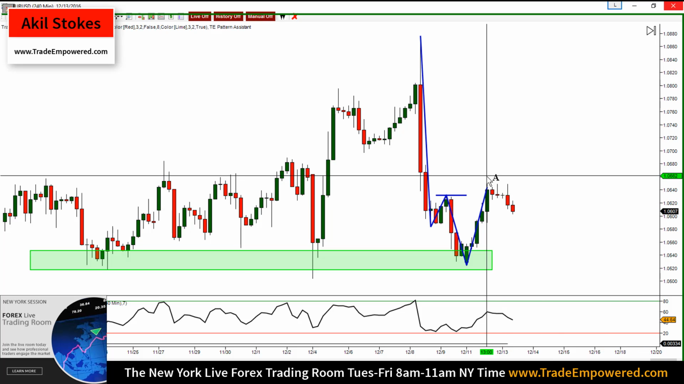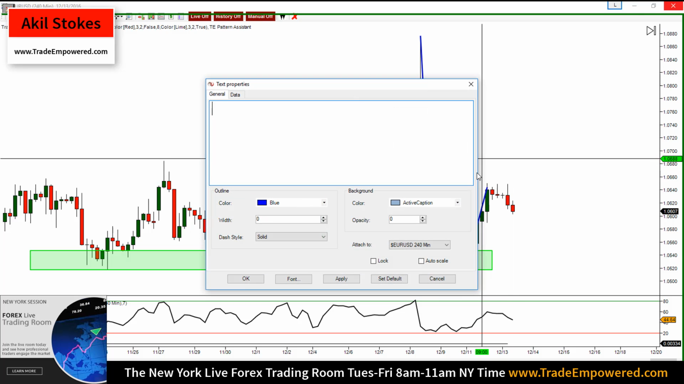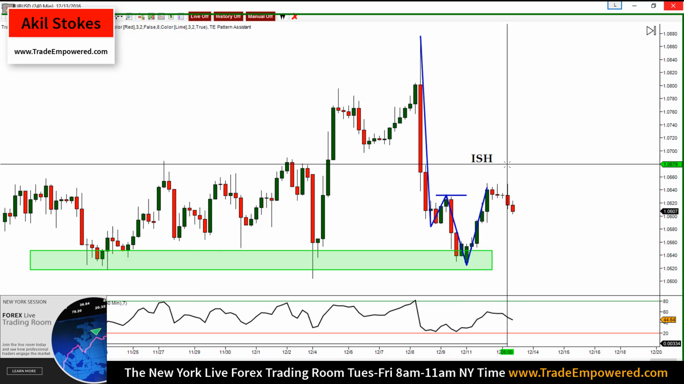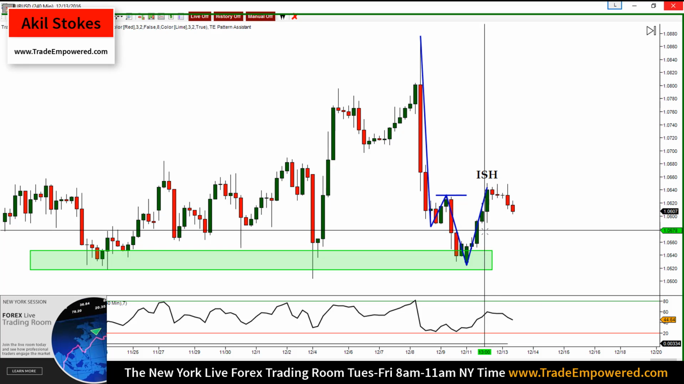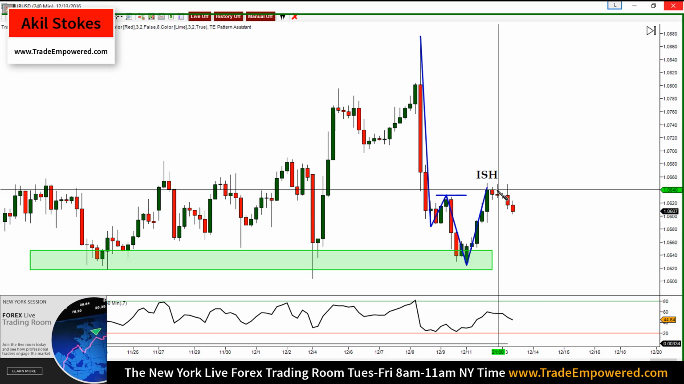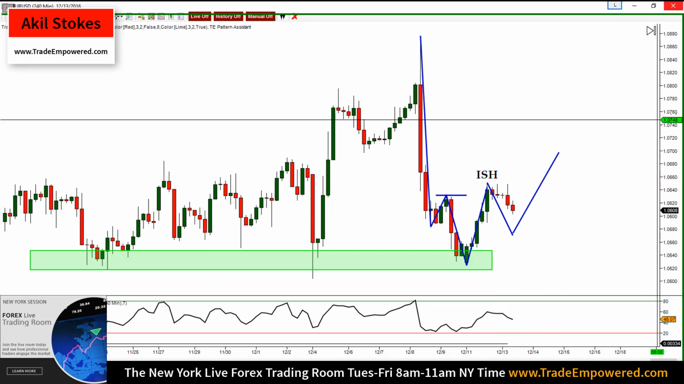Right? So now we have an initial structure high, right? I would call this an initial structure high. Now, does this mean that the most recent move is bullish? No, right? Because we know we need a 3-point move to be bullish. We need an initial structure high. We need an outside return. We need a new structure high.